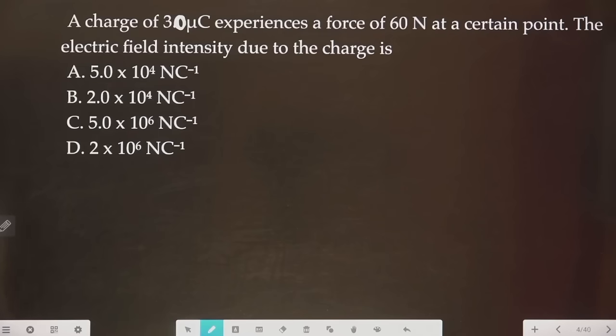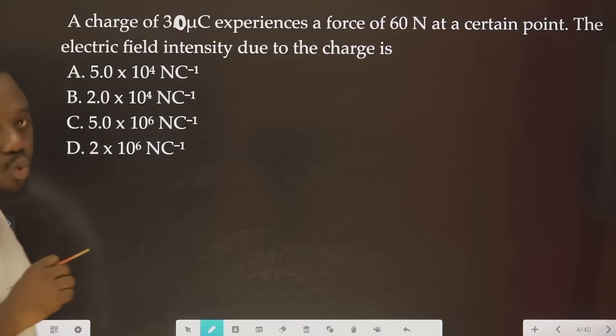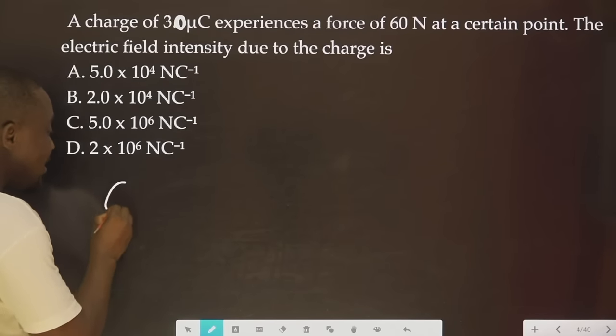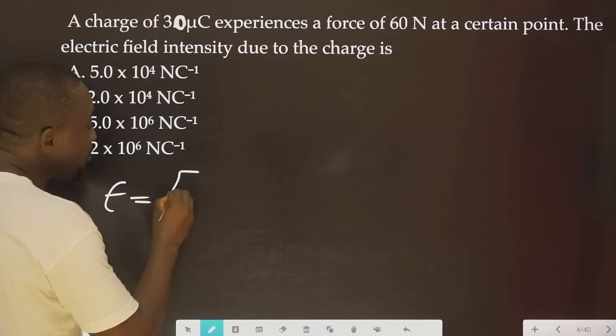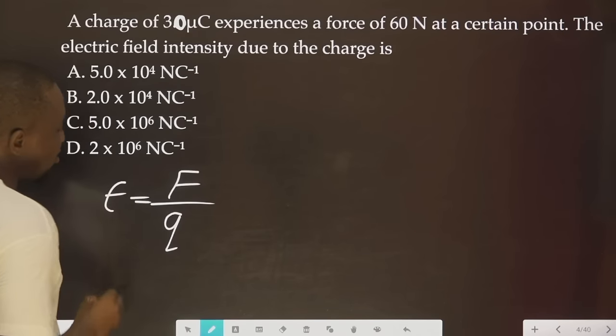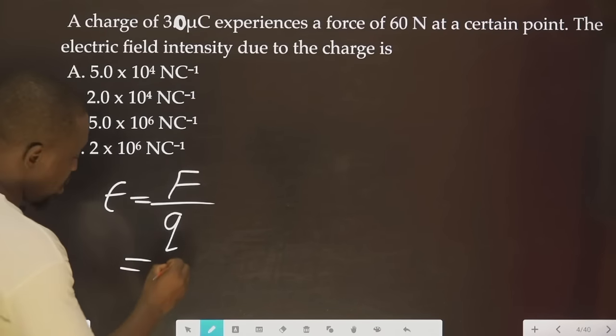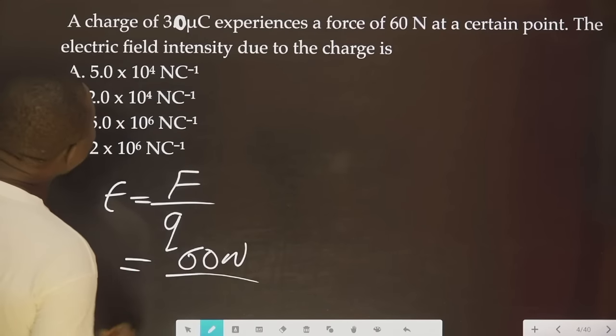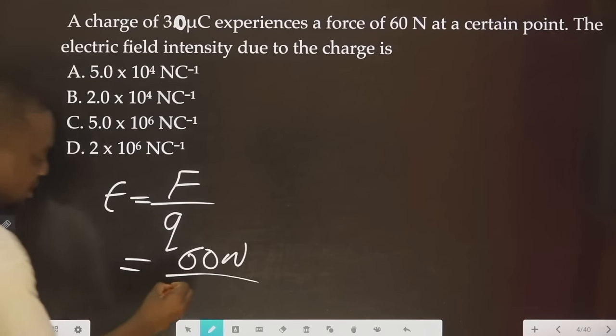Let's look at this. It says: a charge of 30 microcoulombs experiences a force of 60 newton at a certain point. The electric field intensity due to the charge is what? Now, what is electric field intensity? Electric field intensity is simply equal to the force over the charge. What is the force given to us? 60 newton.